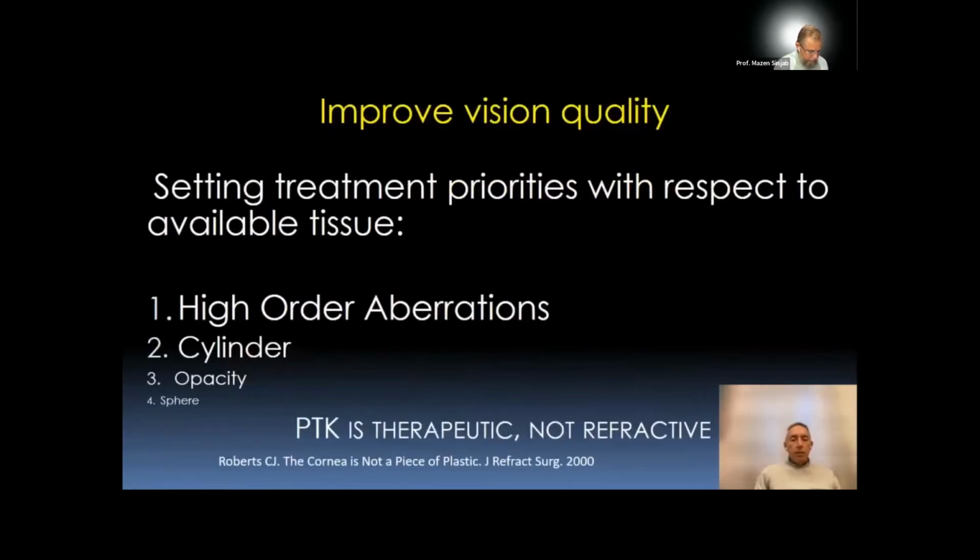It can improve the visual quality if we set the treatment priority with respect to the available tissue. So the first priority is high order aberration. The second is cylinder, opacity and sphere. You can see that the font text size is diminishing to highlight where you have to place your importance.